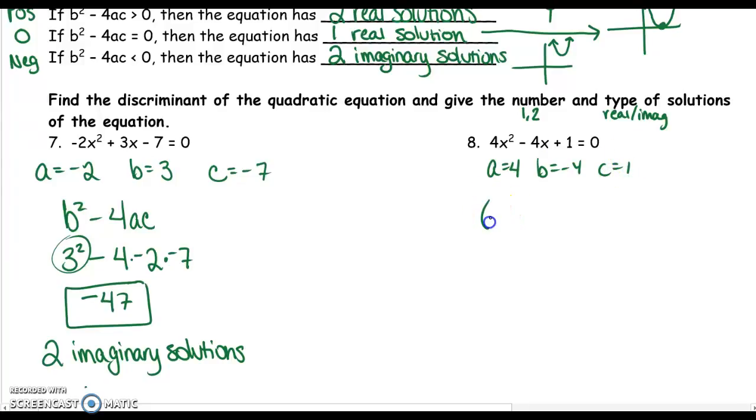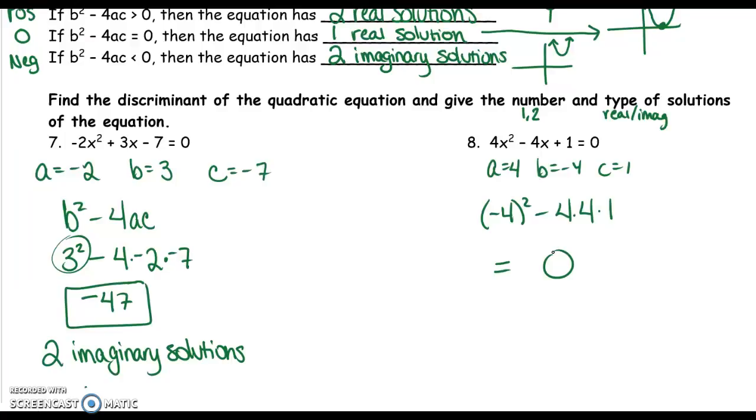So B squared, you'd have negative 4 squared minus 4 times A, 4, times C, 1. If you're plugging in negative 4 squared into your calculator, please, please, please put parentheses around the negative. So negative 4 in parentheses squared minus 4 times 4 times 1. You should get 0. If you get negative 32, you plugged in negative 4 squared incorrectly. So be smarter than your calculator.